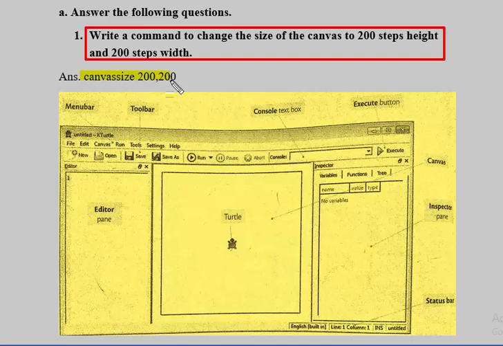So the answer is canvas size 200, 200. First 200 is for height and second 200 is for width. So the canvas size will be increased by 200 steps height and 200 steps width.